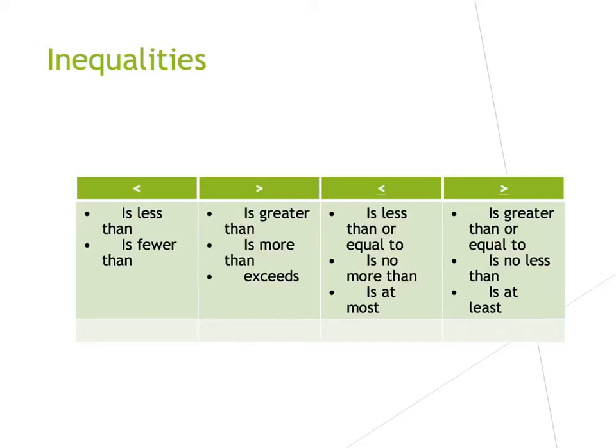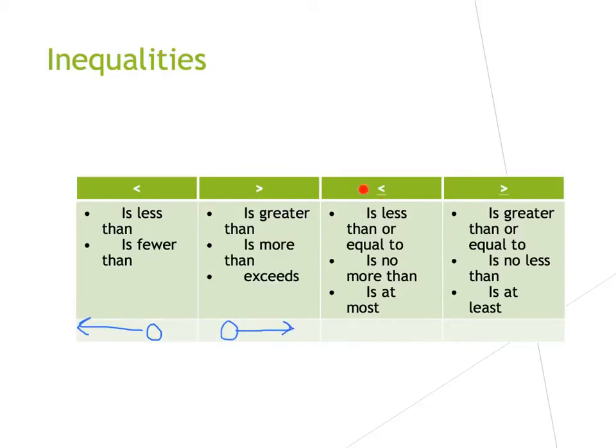It's the inequality chart. Remember that this first one means is less than or fewer than, and so whenever you make your dot when you're graphing, it is an open circle, and the arrow is going to go to the left. The next one is the greater than, is more than, or it exceeds. Again, that's going to be an open dot, and this time it's going to go to the right.